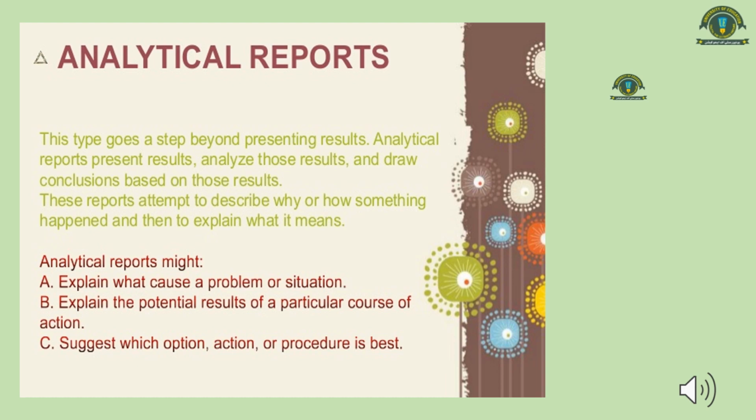Students, the second category of formal report is analytical reports. This type goes a step beyond presenting results. Analytical reports present results, analyze those results, and draw conclusions based on those results. These reports attempt to describe why or how something happened and then to explain what it means. Students, analytical reports might explain what caused a problem or situation. It can explain the potential results of a particular course of action. It can also suggest which option, action, or procedure is best.